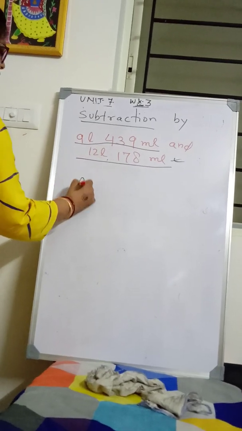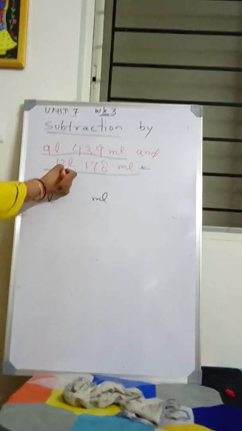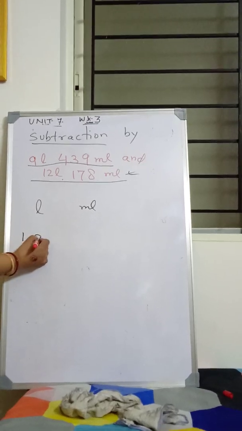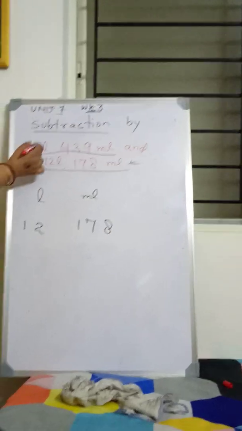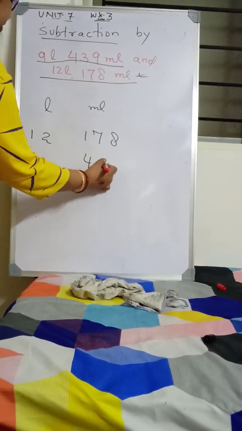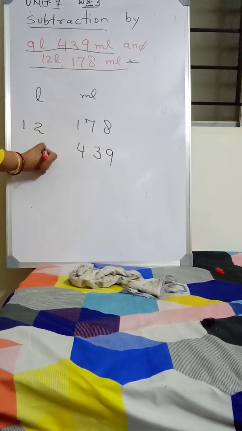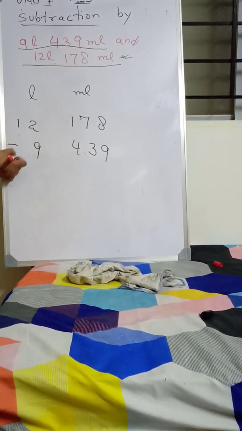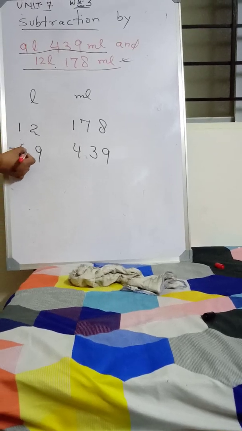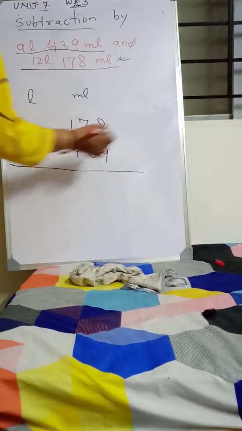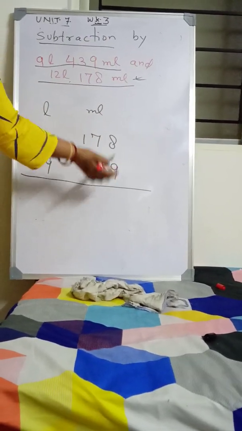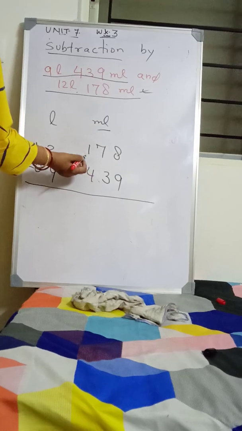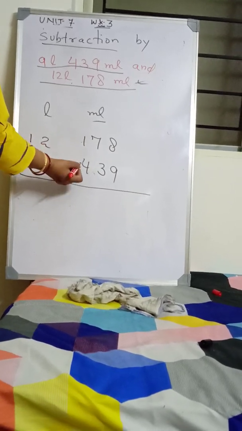So let us make the columns liter and milliliter. Firstly I will write 12 liter and 178 milliliter. Below this I will write 9 liter 439 milliliter. So 439 milliliter, and below 2 I will write 9. So we do the subtraction. Where there is no digit, I will put 0. Now we will do the subtraction. We start from the right hand side, in the milliliter. Here you see that 178 is less than 439.